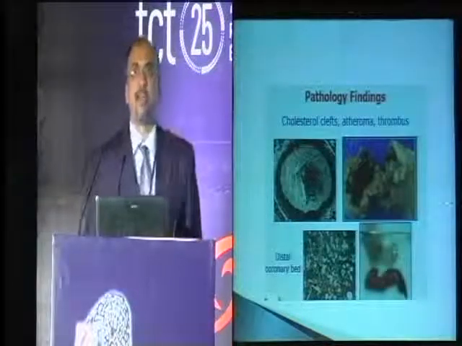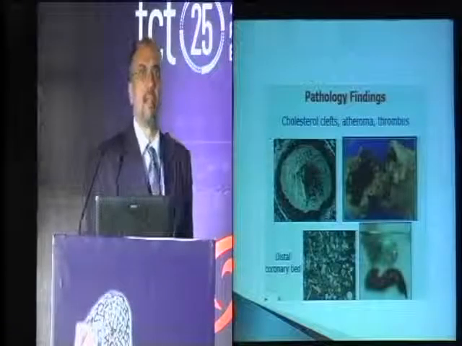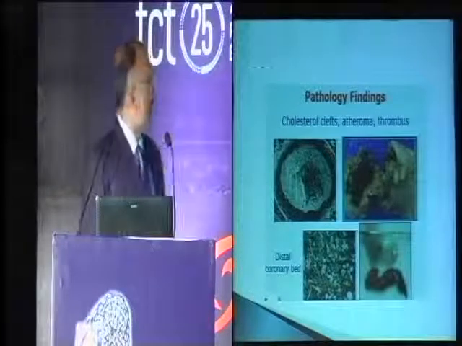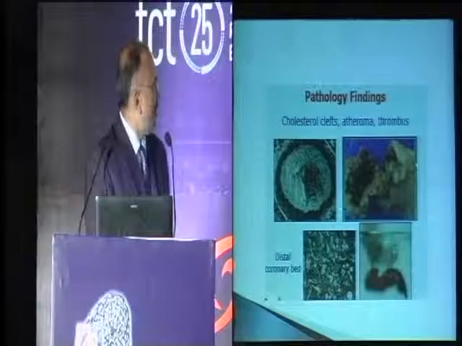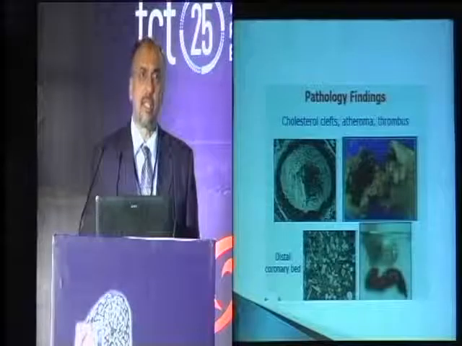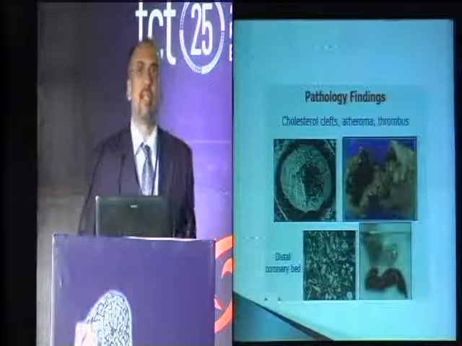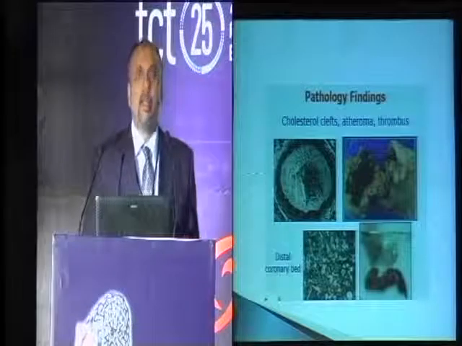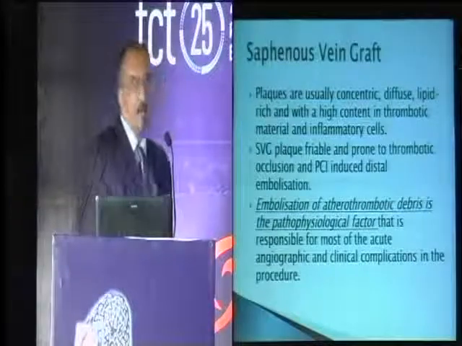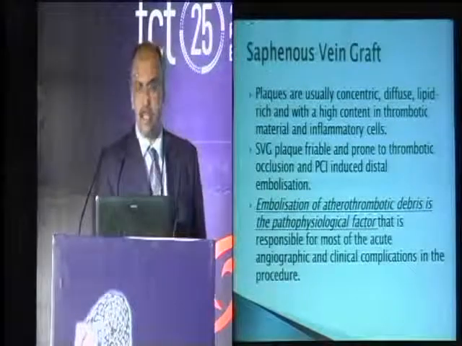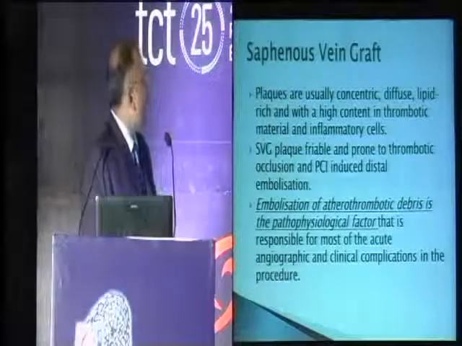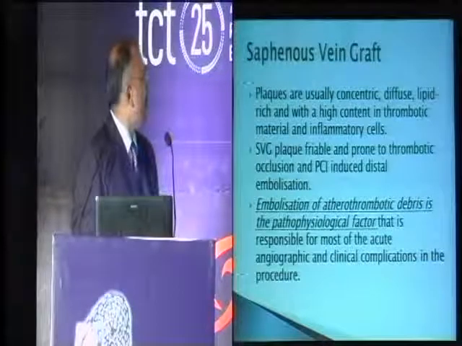So an SVG lesion is totally different from a standard coronary lesion for the following reasons. You see the huge atheroma burden, cholesterol clefts, and massive amount of thrombus. So SVG PCI is certainly different from a standard PCI for this one simple reason. The plaques are usually concentric, diffuse, highly lipid rich with a high content of thrombotic material and inflammatory cells. And they are very friable and prone to thrombotic occlusion.